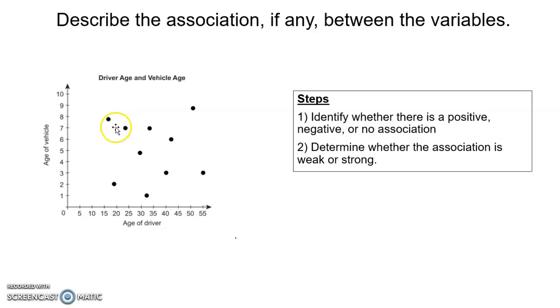In this one, as we look from left to right, I don't really see a trend. They don't go up, they kind of go down, up, they're kind of everywhere. So in this case, when they're just random and just everywhere, I would say there is no association between these two variables.